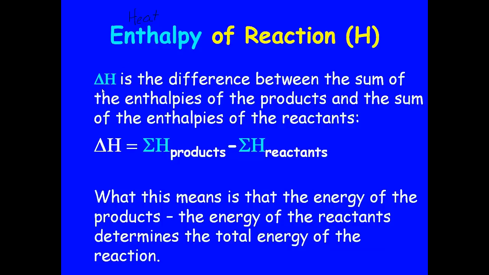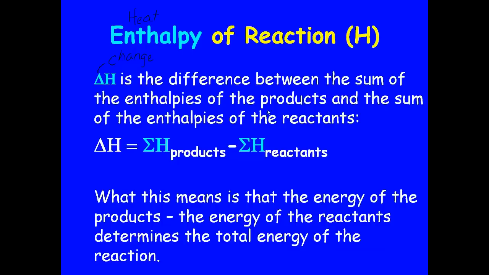So again, here's that triangle H. What does that triangle mean again? Just like in temperature, remember triangle. The triangle means change. And that's what we're looking at now. What is the change of the energy in that reaction? So this is what you can write down, the whole formula: the difference between the sum of the enthalpies or heat of the products and the sum of the enthalpies of the reactants. That's it in words.